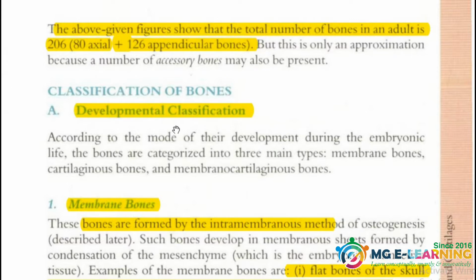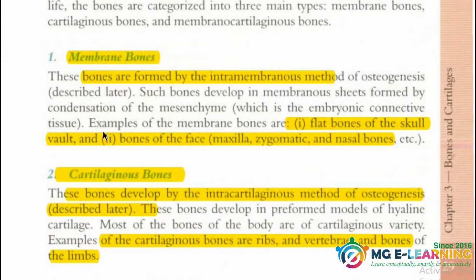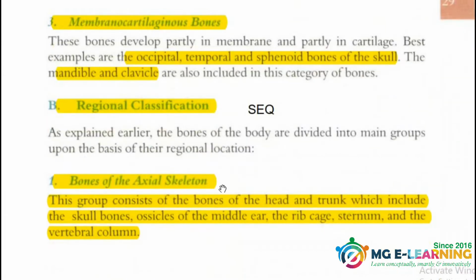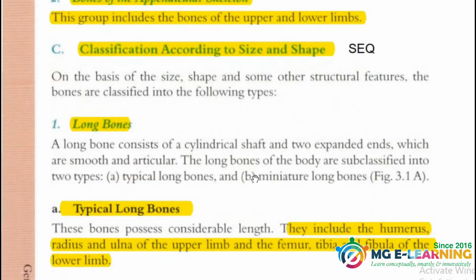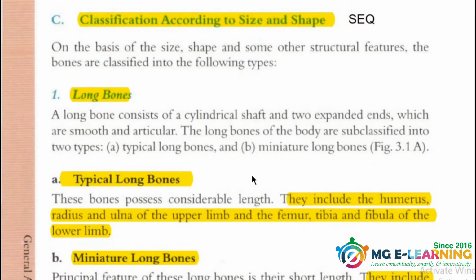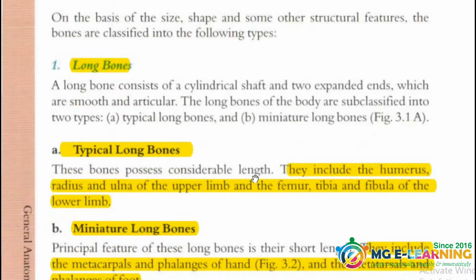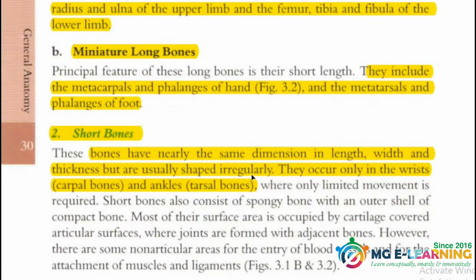So there are different types of classifications of bones. First is the developmental classification, important. Regional classification, again important. The classification on the basis of size and shape, this is again important. So it can be asked about an individual type of classification. So you have to do all the classifications.